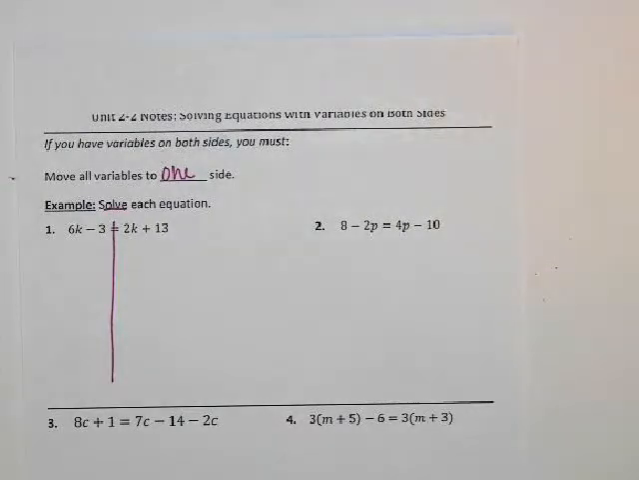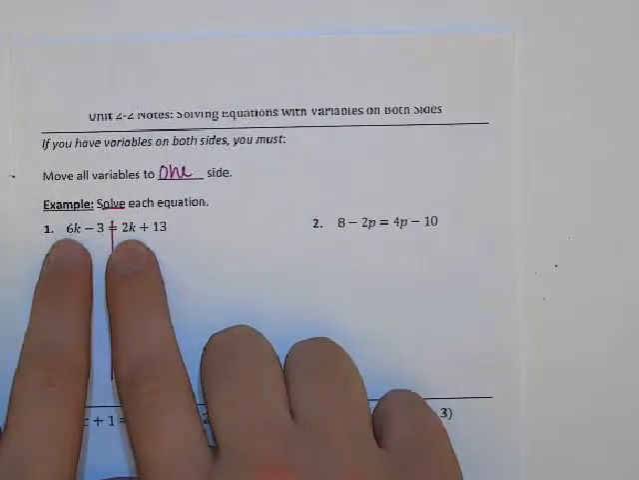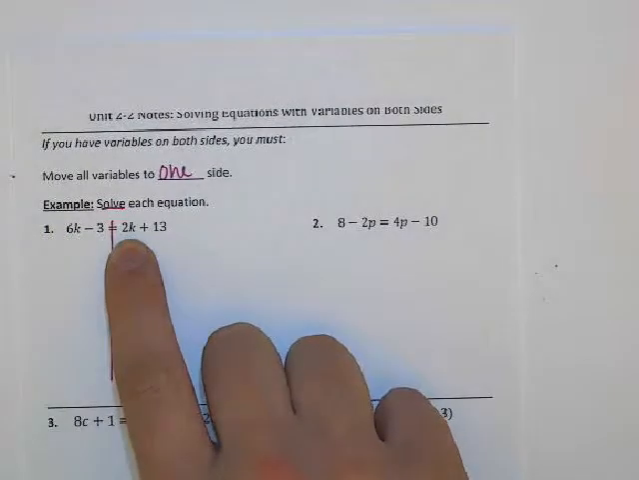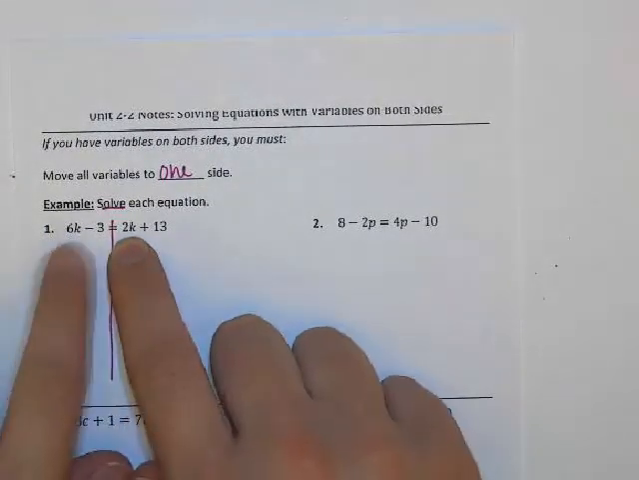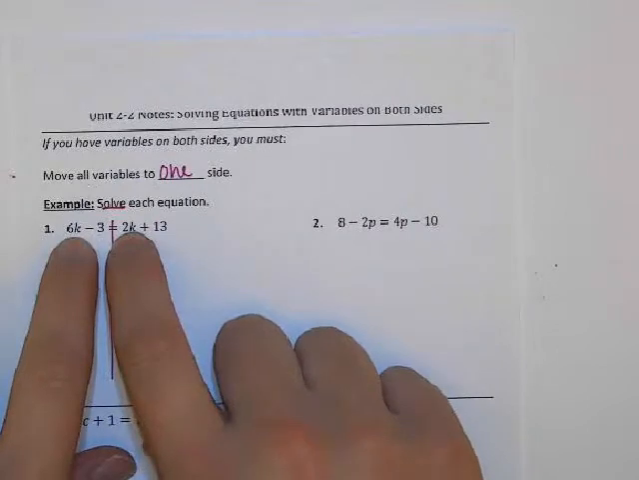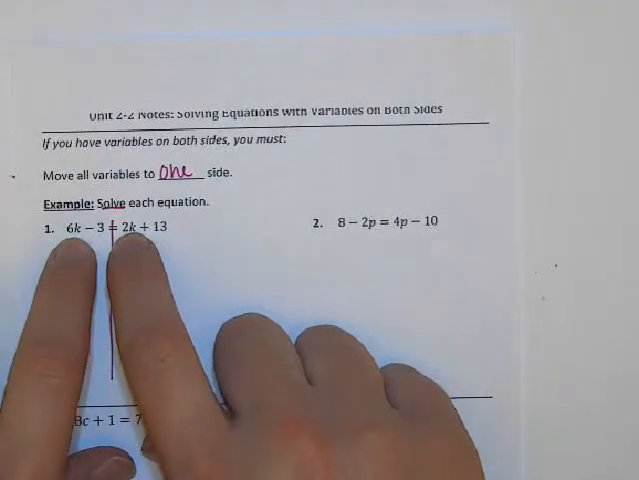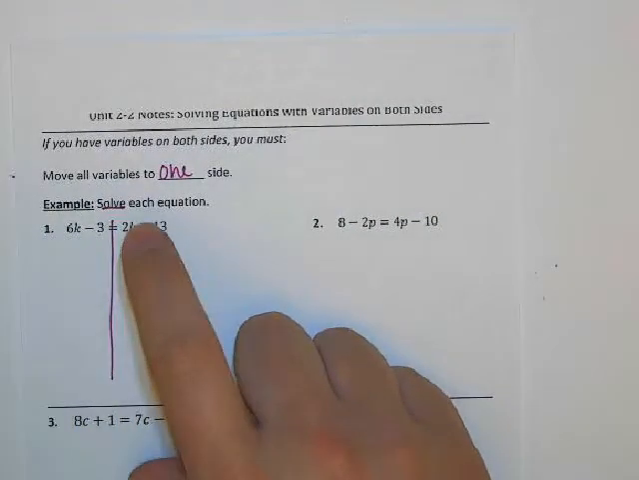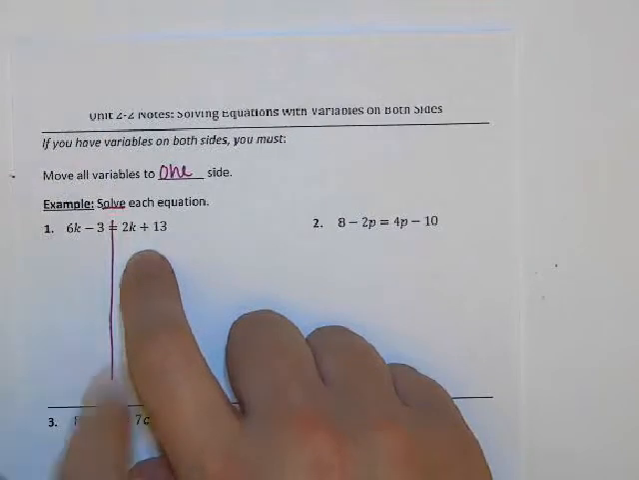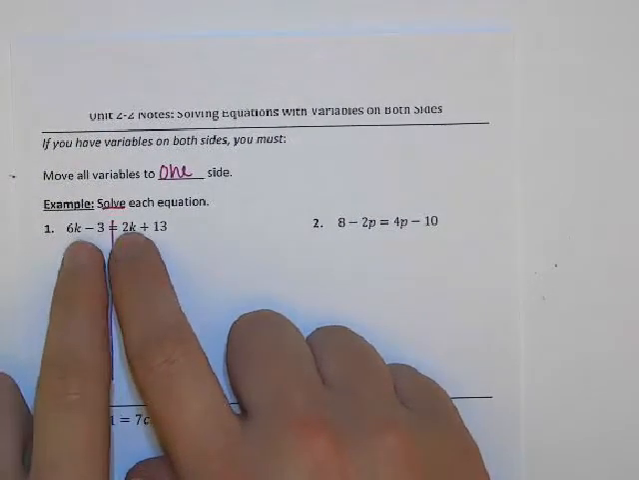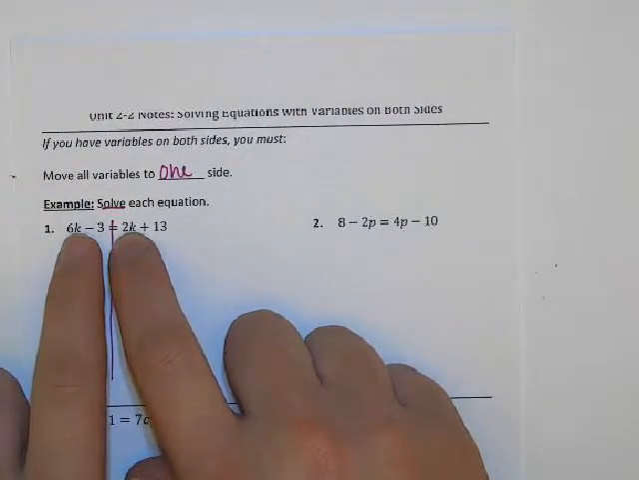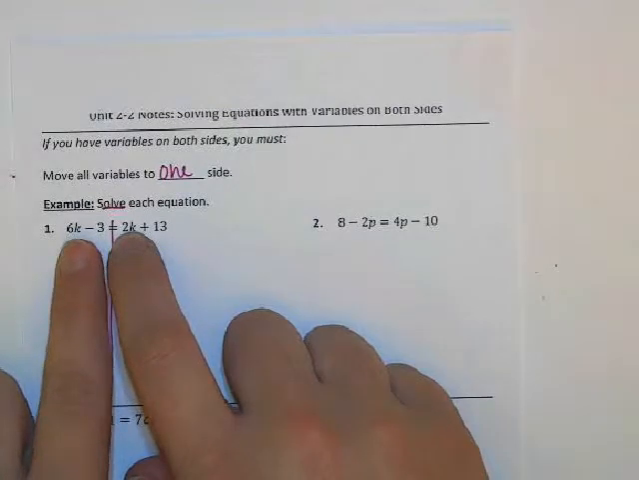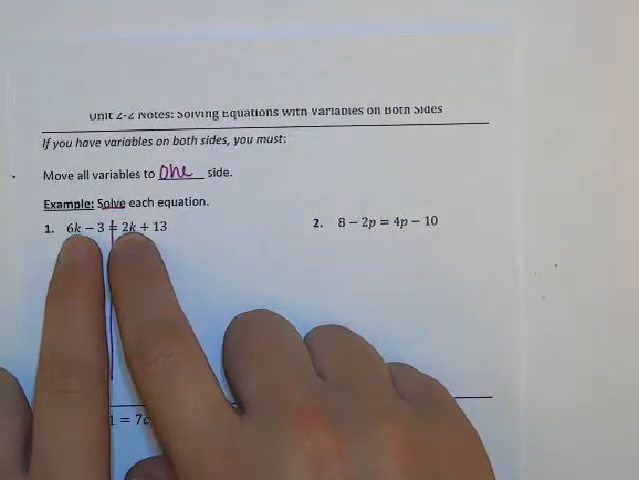And the new part today is that if you notice my variable is a k, and I've got a k on both sides of the equal sign. Okay, so I need to get all my k's to one side and all the numbers to the other. So when I have variables on both sides, I ask myself, which side do I want to move all the variables to?